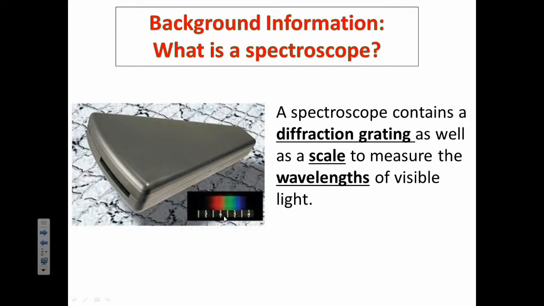They also have a little scale bar, and this is so that you can measure the wavelengths of visible light. So you can see at around 420 nanometers, maybe, that's where violet light is, and then the longer wavelength, getting closer to 700 nanometers, that's the red wavelength.